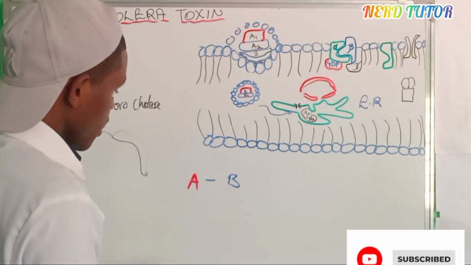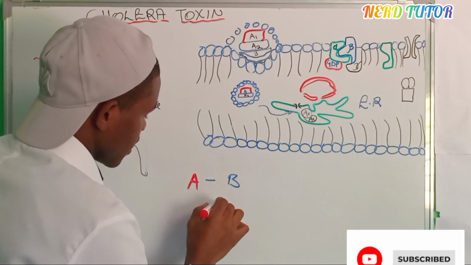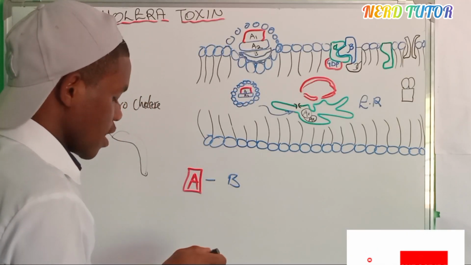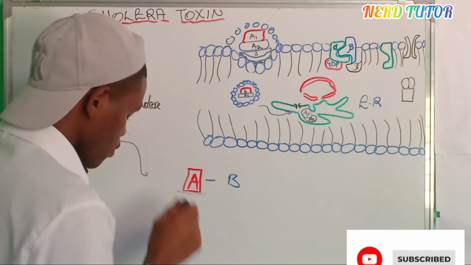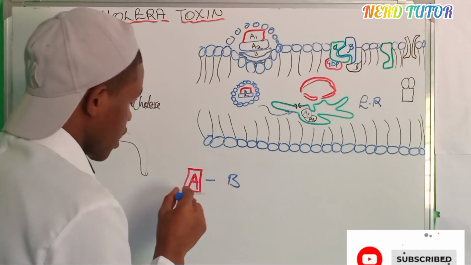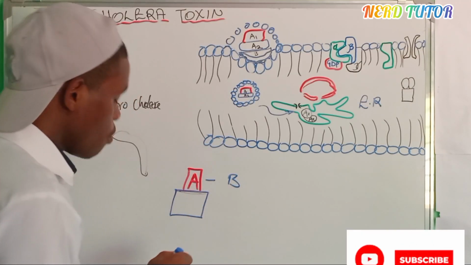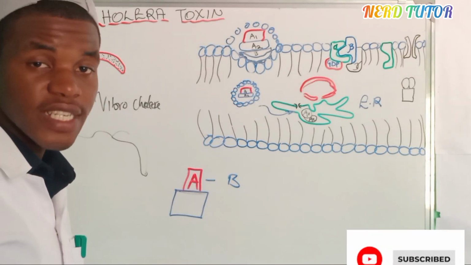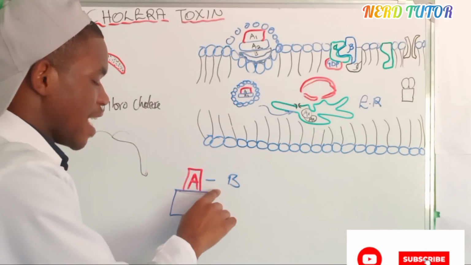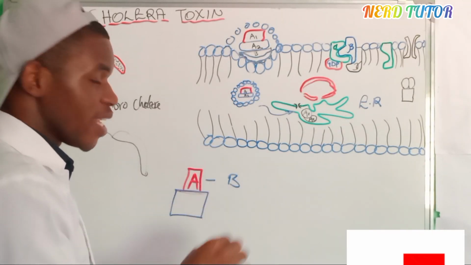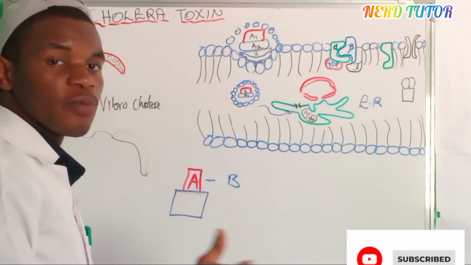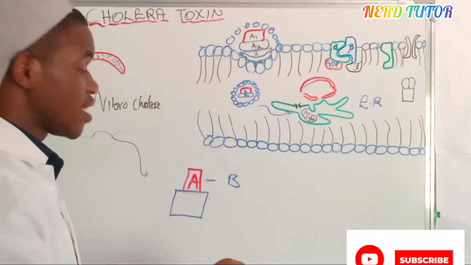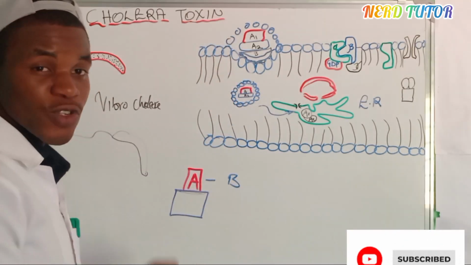Here it looks like this. We have the A subunit on top, and then down you are going to have the B subunit. The B subunit is just helping the A subunit to be moved easily. The A subunit is further divided into two domains, A1 and A2. The A2 will be helping the A1 to keep moving. The A1 is the one carrying the real toxic part of the toxin that we're talking about here.